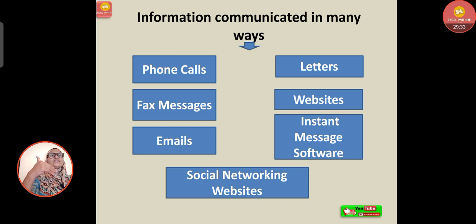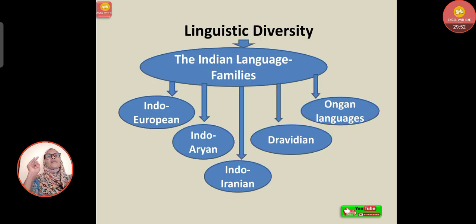Now let's understand here, information communicated in many ways. What are those ways? Phone calls, fax messages, emails, letters, websites, instant message softwares, and social networking websites.